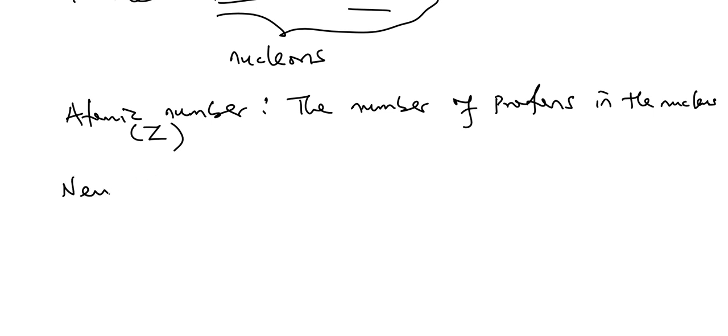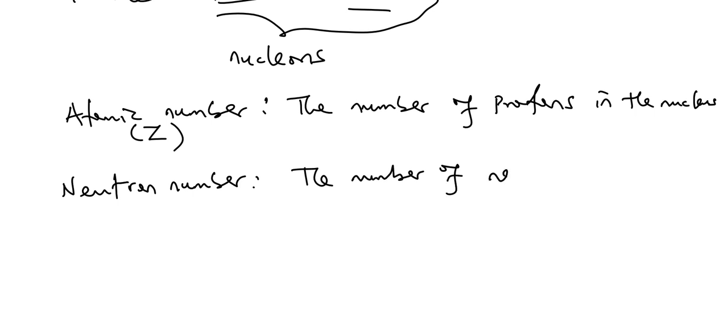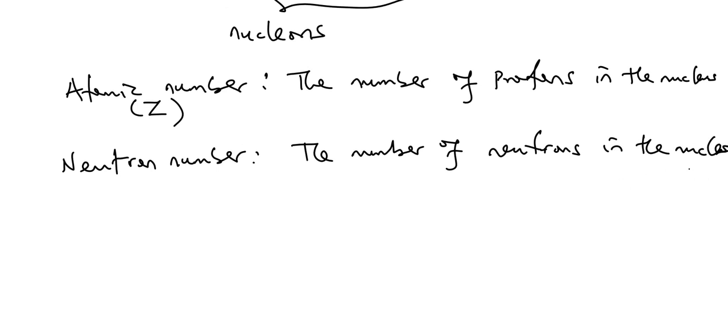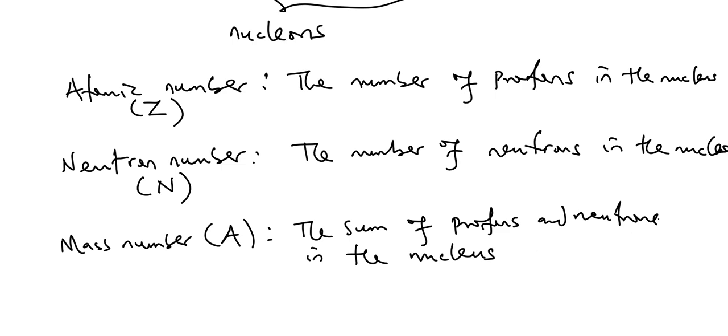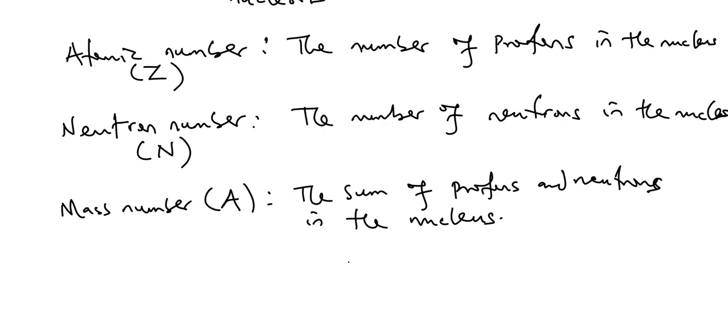In the same way, the neutron number is the number of neutrons in the nucleus, and it is often denoted as N. Then we have the mass number, which we denote by capital letter A. This is the sum of the protons and neutrons in the nucleus. So A is the sum of the atomic number and the neutron number. A is Z plus N.